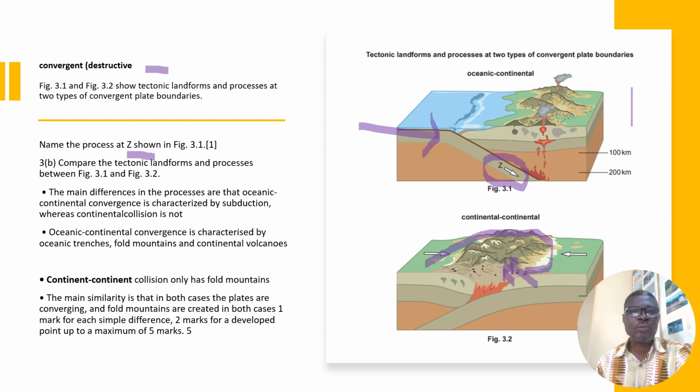Compare the tectonic landforms and processes between 3.1 and 3.2. Yes, compare them. If you compare, what are you doing? The differences and the similarities. Everybody come up with something before we all move. The main differences in the processes are what?